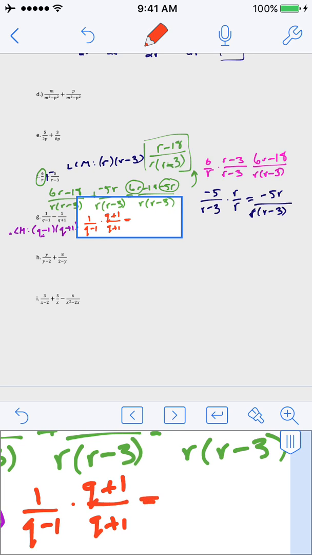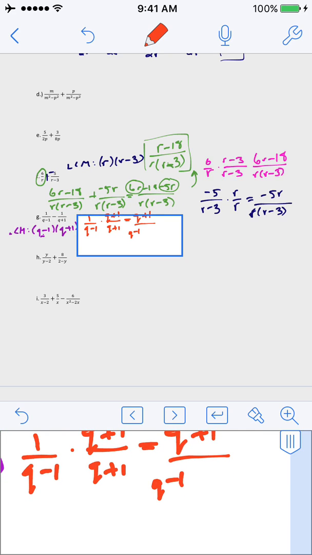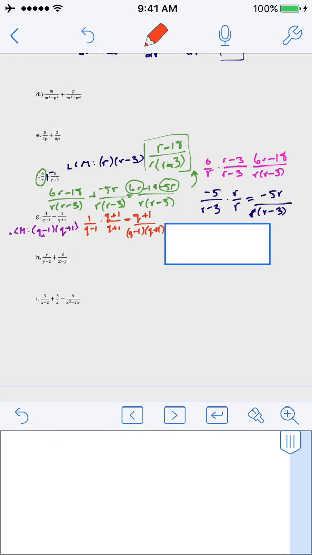So I end up with my new fraction as Q plus 1 over Q minus 1 times Q plus 1, right? And we can see that if we wanted to go back, the Q plus 1s would cancel, and I would get back to my original fraction of 1 over Q minus 1. I'll do the same thing to the other one.